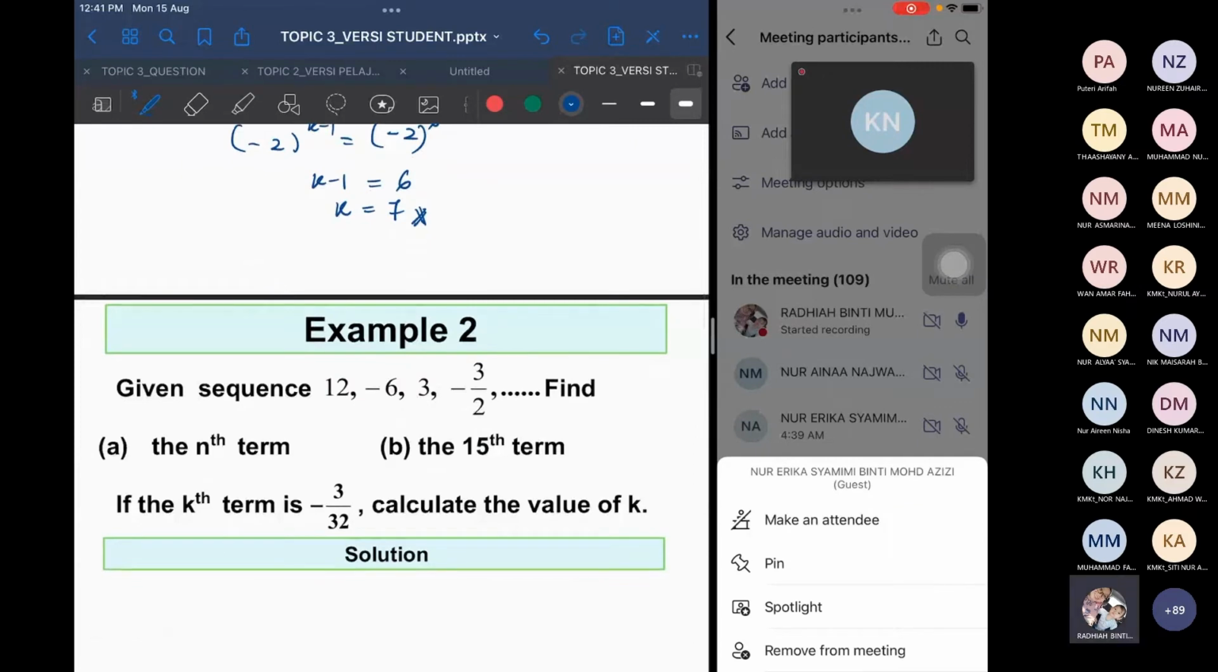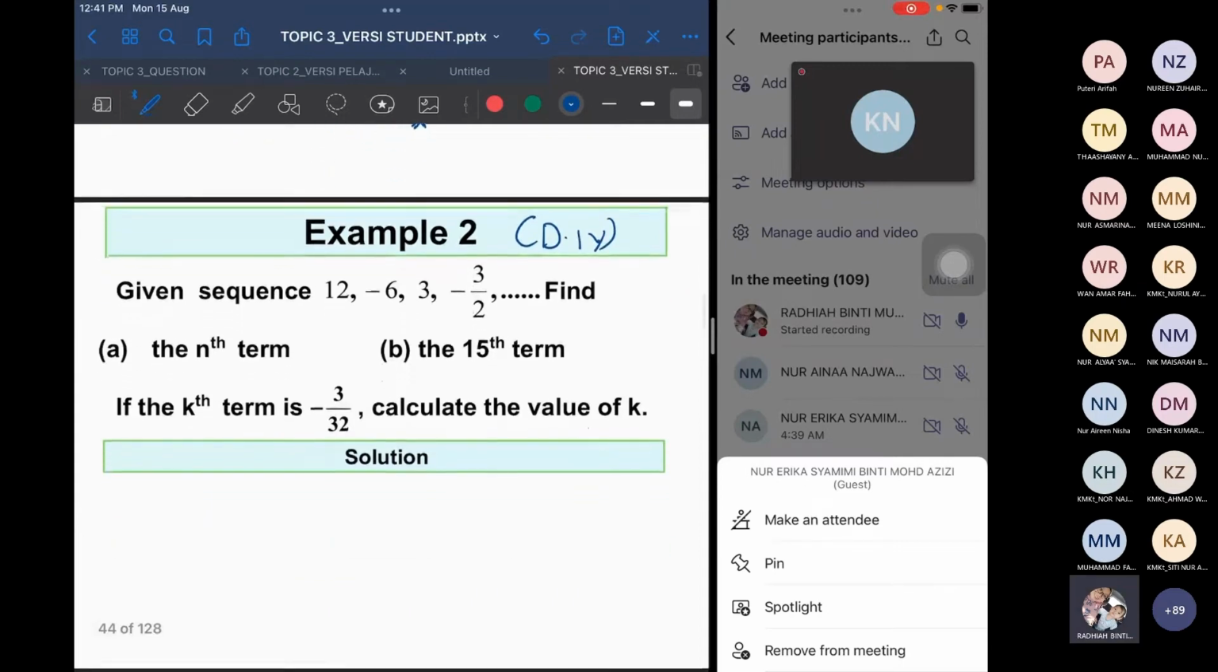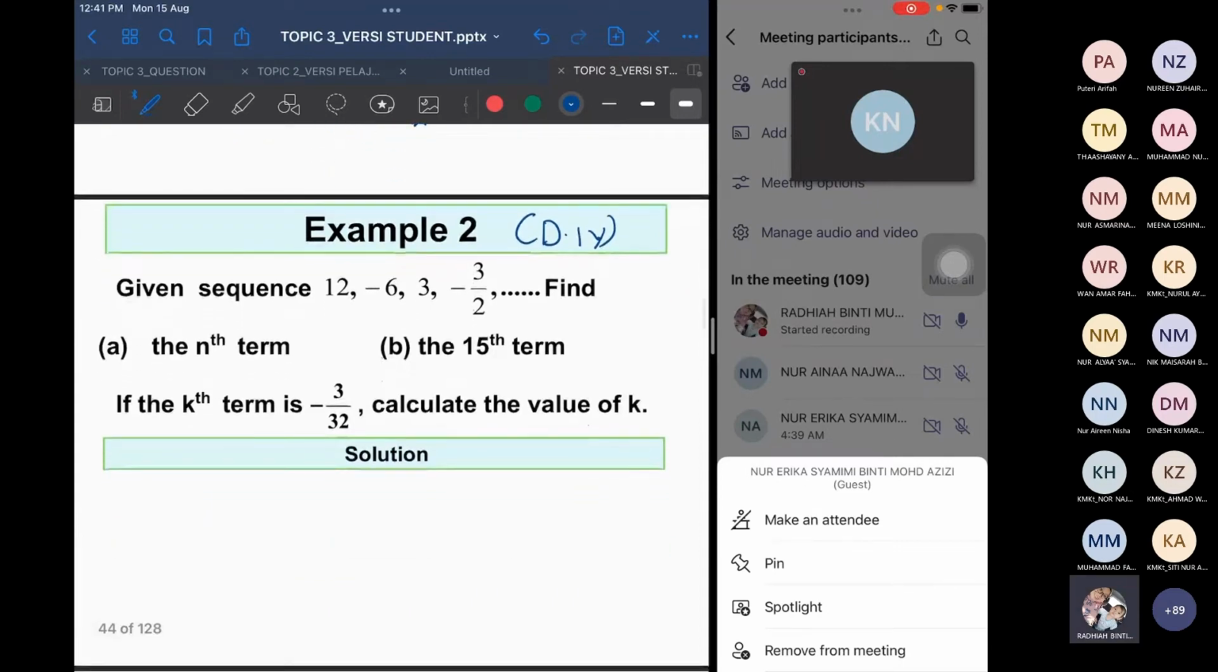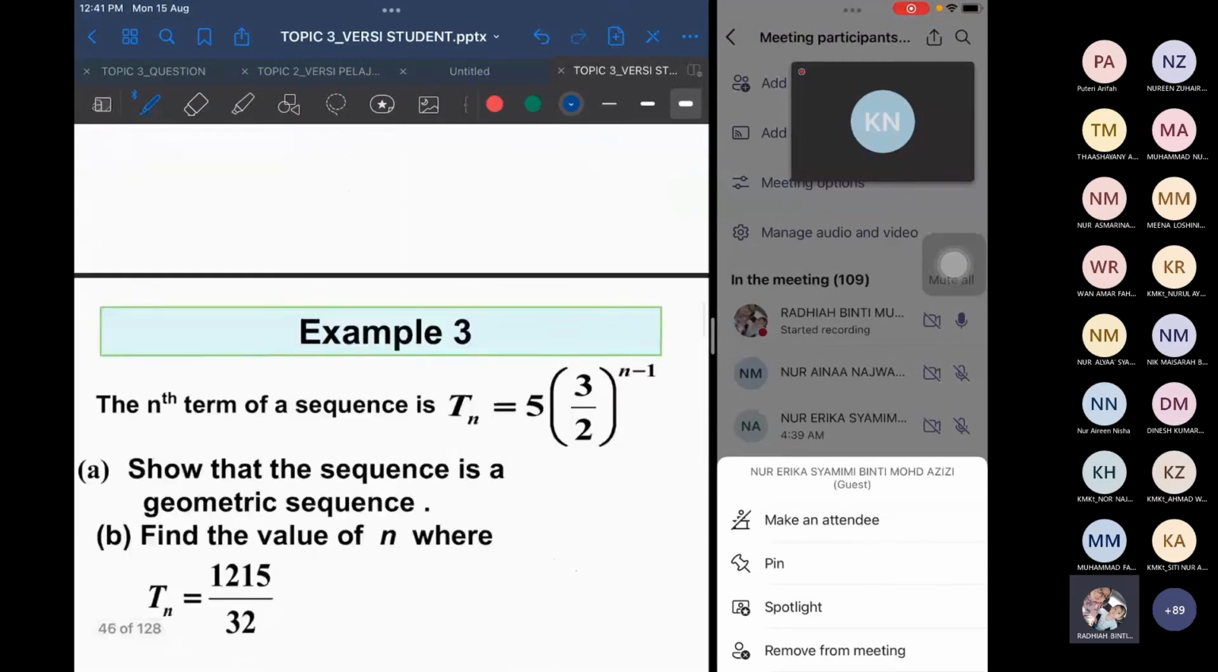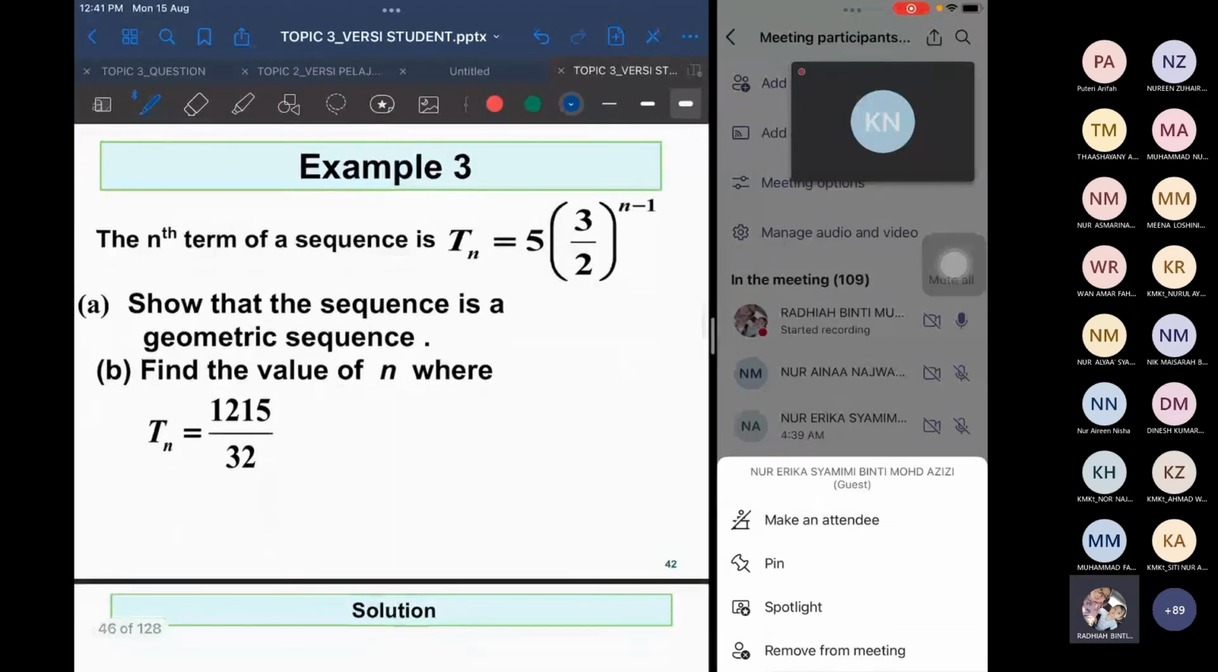Okey, untuk soalan yang kedua, DIY. Sebabnya soalan dia lebih kurang saja. Dia bagi sequence, dia kena cari n term dengan 15 term and then dia suruh cari k term. So soalan dia macam soalan 1. Okay, so kita tengok soalan yang seterusnya.